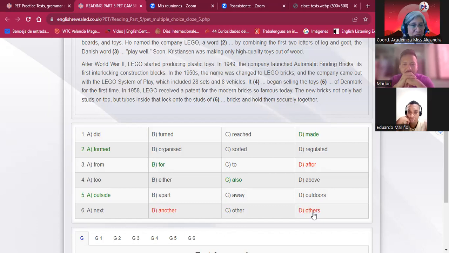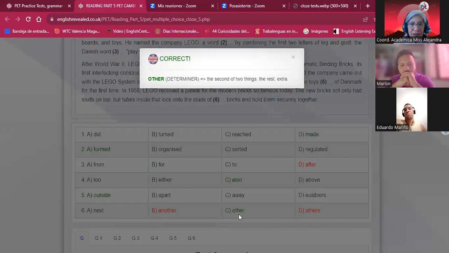Why? Because another is singular. Others is plural, but when it is a noun, for example, I like Montañez coffee. I don't like others, meaning other kinds of coffee. Other as an adjective is singular and plural at the same time. The second of two things, the rest, extra.